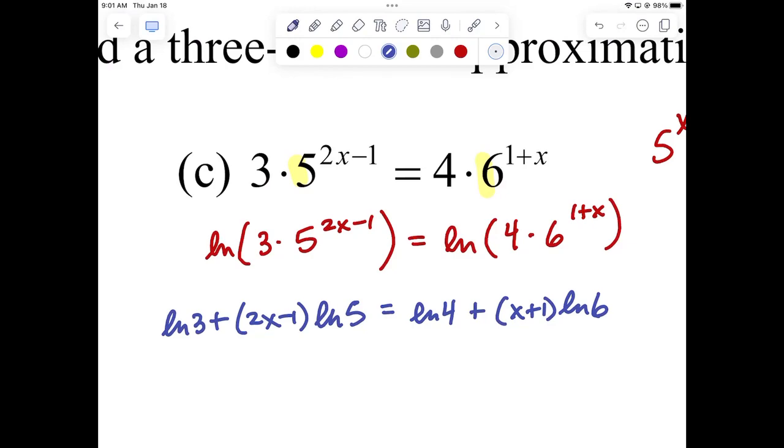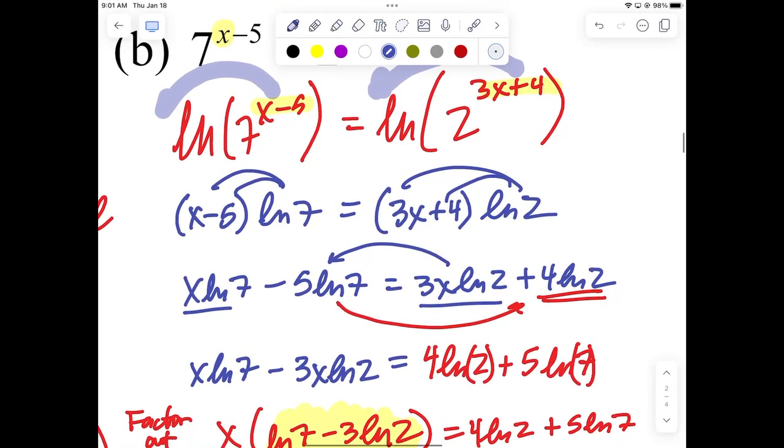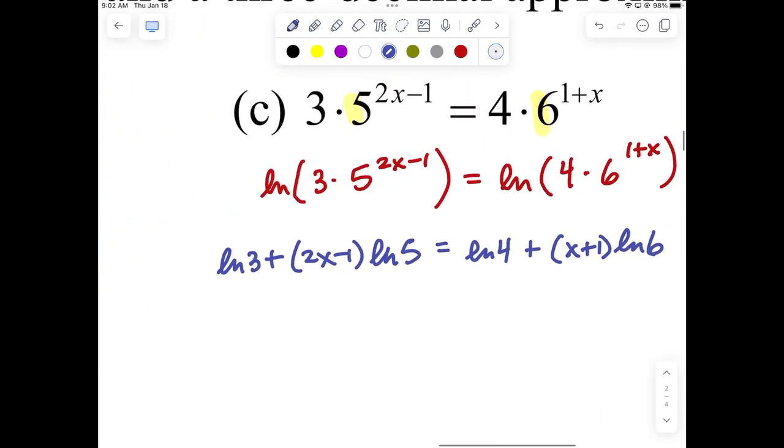All right, now, remember what we did yesterday over here. In order to get the like terms together on the same side, we have to expand out this line. There's no exception here. We got to do the same thing. I have to distribute the natural log of 5, which is a number, into the parentheses, and I got to distribute the natural log of 6, which is a number, into the parentheses.